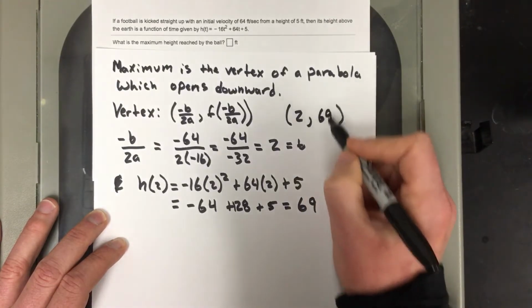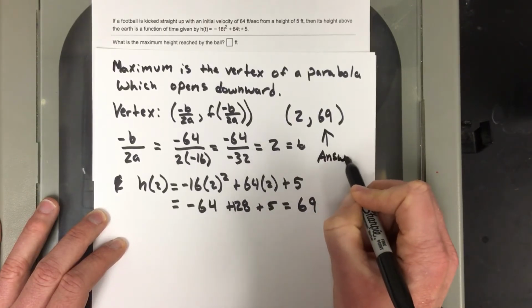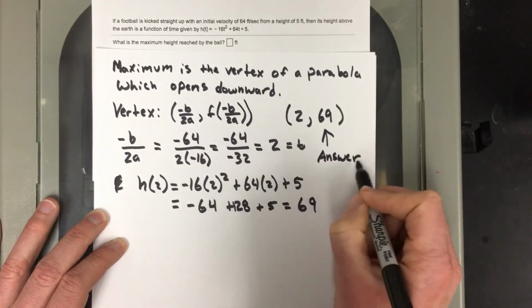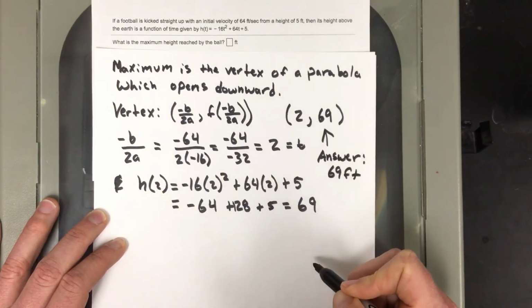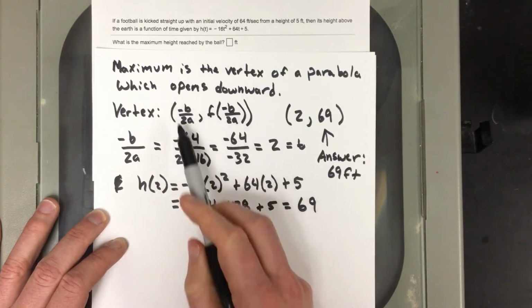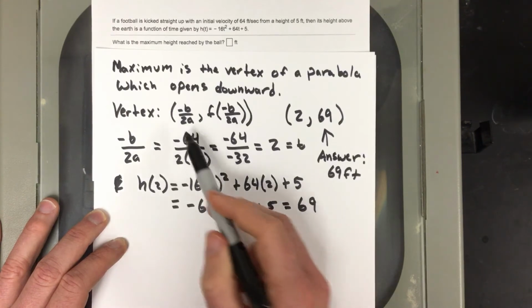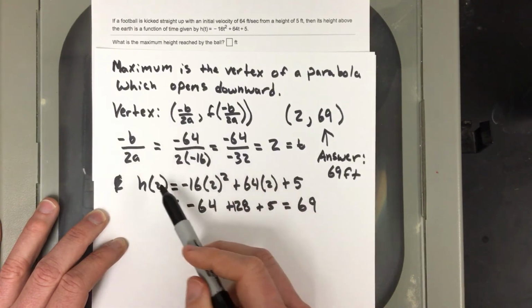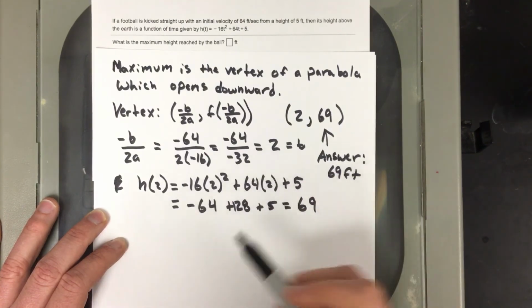So this right here is the answer. And that would be, we'll write that down, 69 feet. So long story short, if it asks for a maximum, find the vertex, and if it's asking for the height, that's the y value. So you have to actually find negative b over 2a and get your time and then plug that into the equation to get your answer.